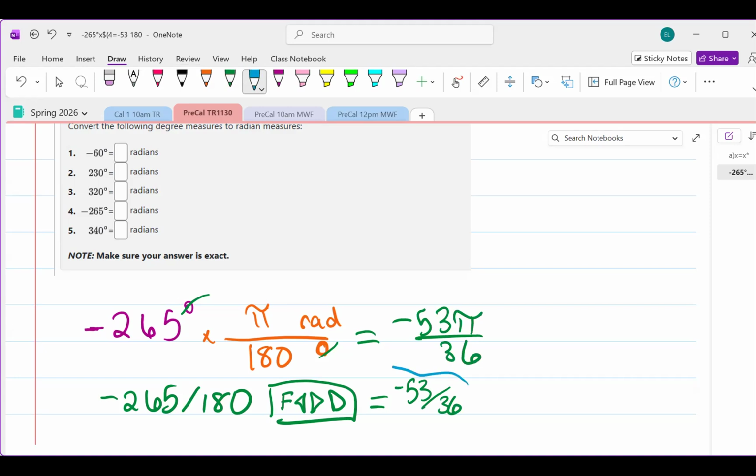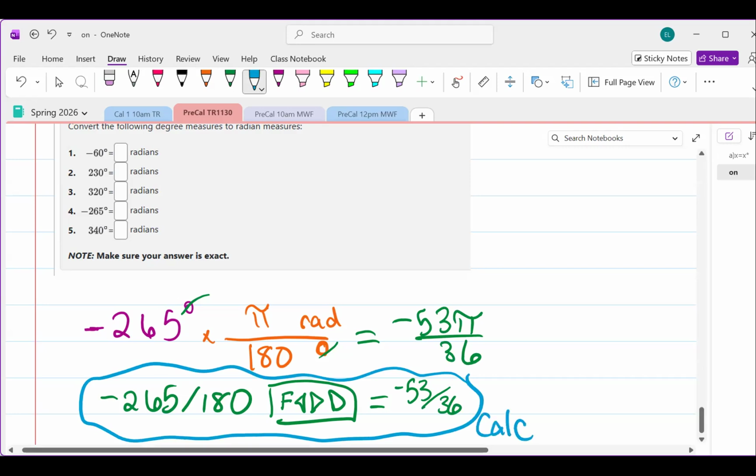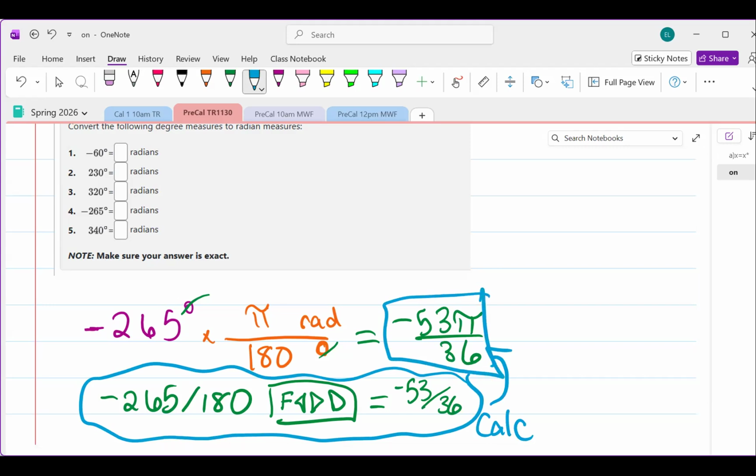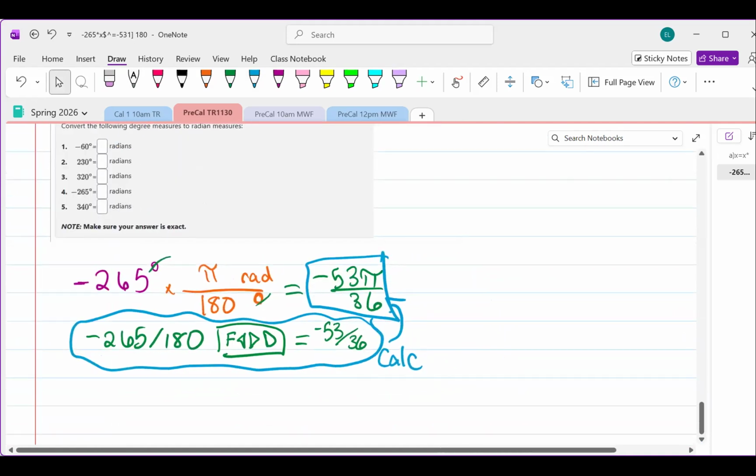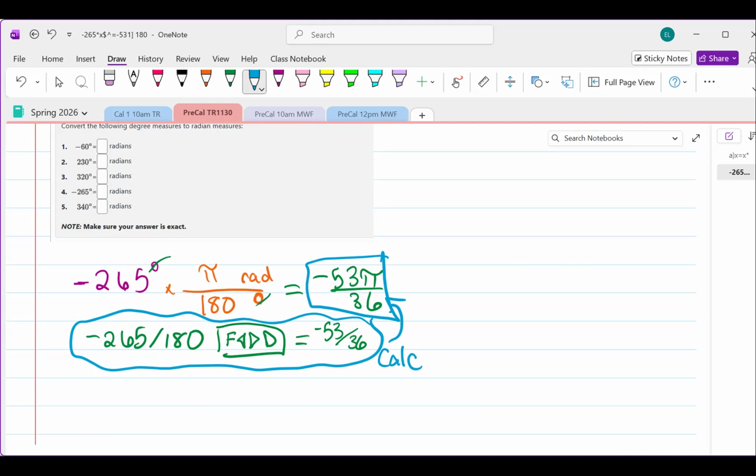So this is what we did on the calculator, and how we translate that into the answer. Some of the calculators, if you type it in with the pi, will spit out negative 53 over 36, and then write the pi next to the fraction. Just type it with the pi on top of the fraction. WebWork should take it either way, but sometimes it can be weird.